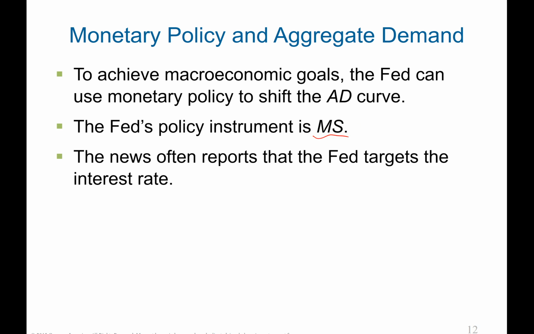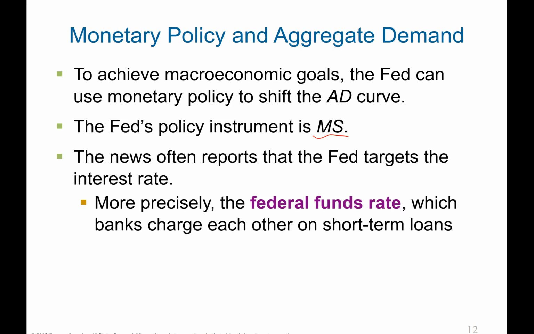So the policy instrument the Fed has is the money supply. They can make policies that will adjust the money supply. And the news often tells us, if we're watching TV, that the Fed is setting or targeting interest rates. What they really mean is that they're setting a target for the federal funds rate. And I talked about that in a previous chapter.